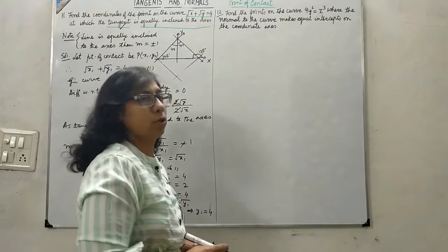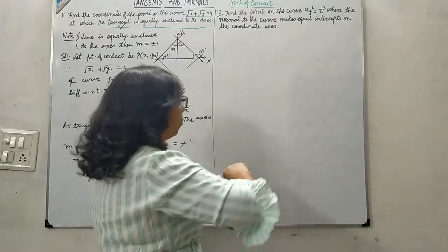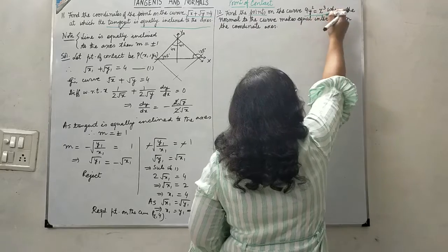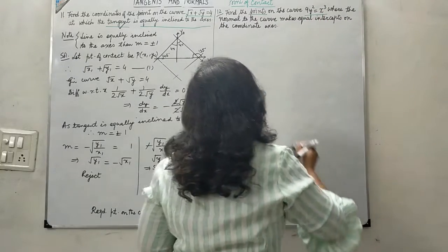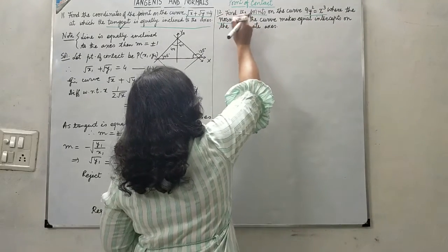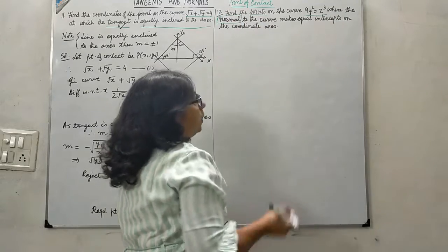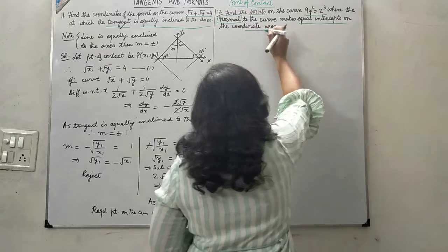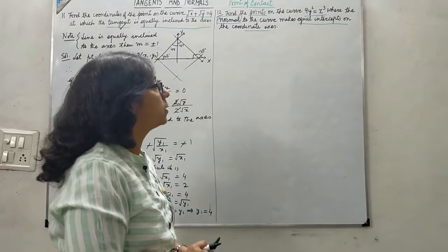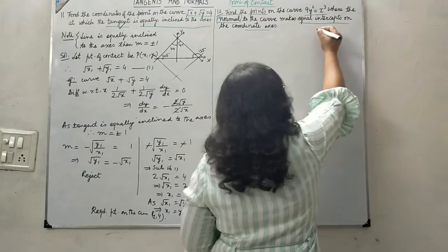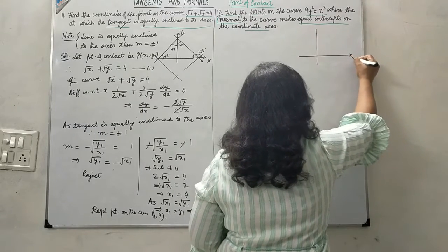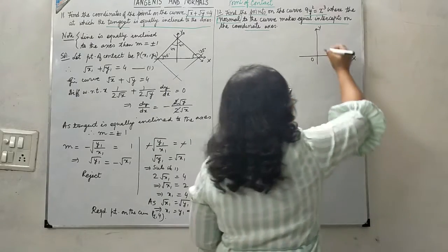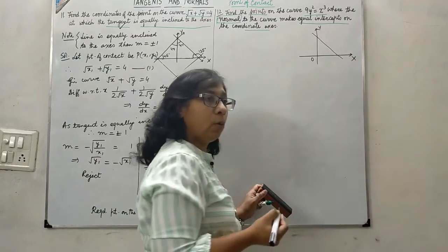Now moving to the next question, find the points on the curve 9y square equals x cube, a cubic curve, where the normal, in this question I have taken the normal to the curve, makes equal intercepts on the coordinate axes. First of all, we will understand this condition. If a line is making equal intercepts on the axes, I can take the figure like this, in which there is a line which is making equal intercepts.